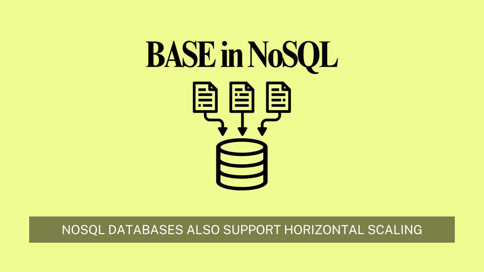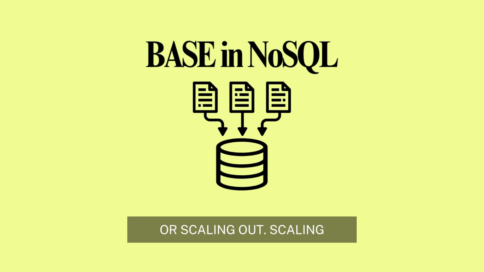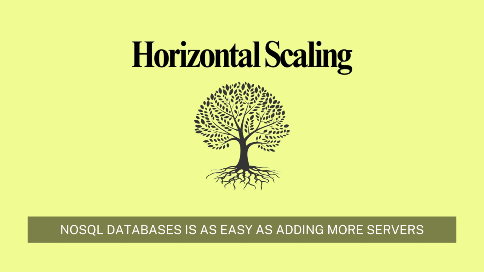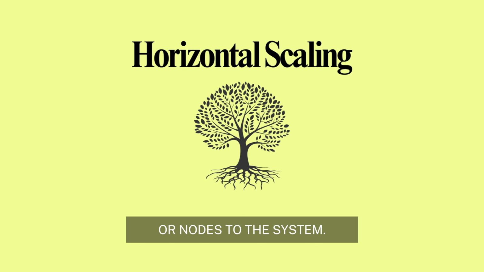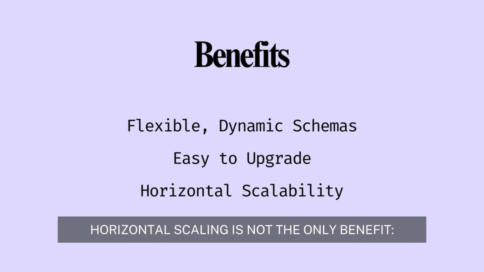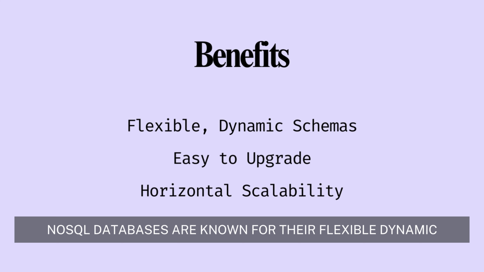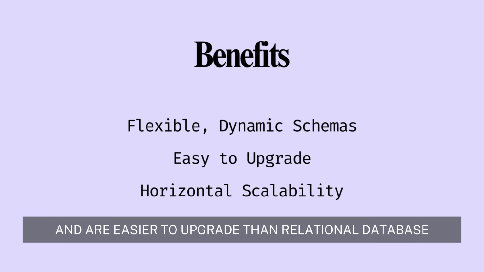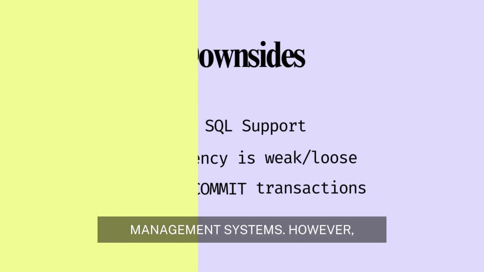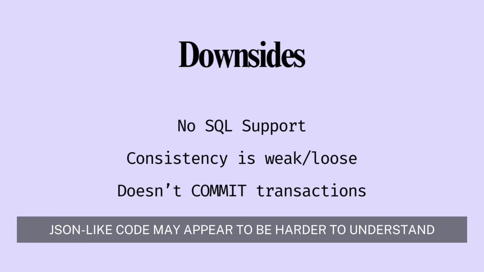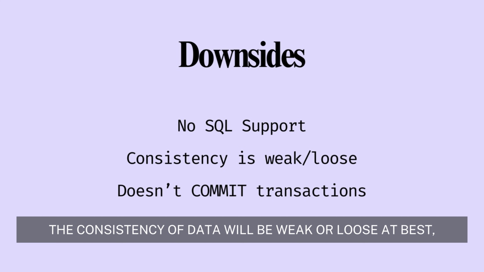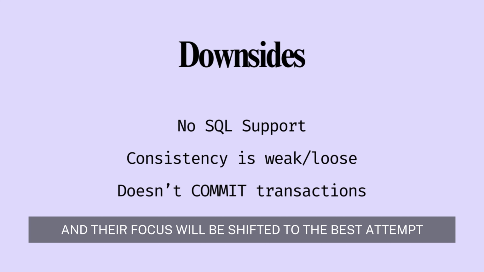NoSQL databases also support horizontal scaling or scaling out. Scaling NoSQL databases is as easy as adding more servers or nodes to a system. Horizontal scaling is not the only benefit. NoSQL databases are known for their flexible dynamic schemas and are easier to upgrade than relational database management systems. However, the JSON-like code may appear to be harder to understand at first, the consistency of data will be weak or loose at best, and their focus will be shifted to the best attempt rather than a commit.